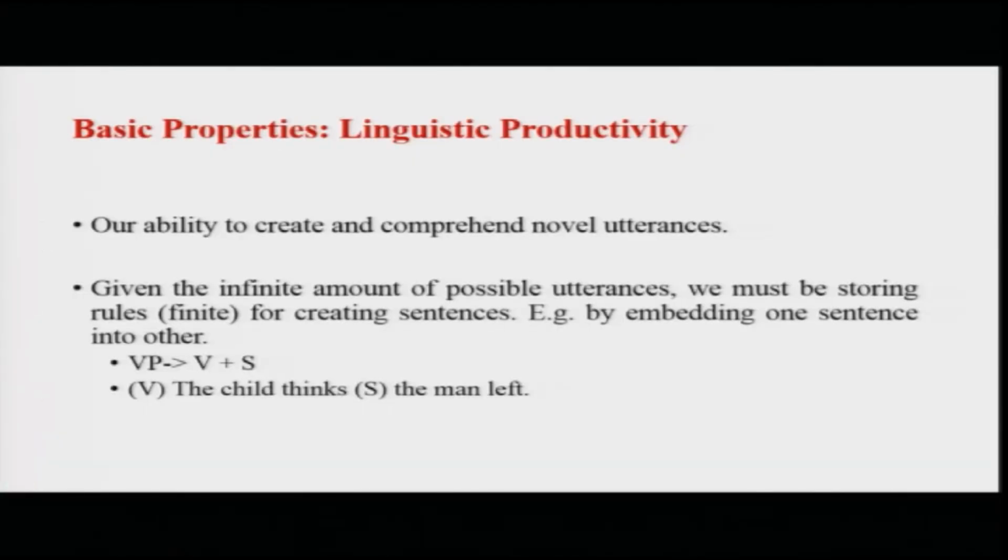So given this infinite amount of possible utterances, we probably must be storing these rules. We might be storing, okay, if this comes across, this is the way I understand it. So let us say your understanding of the verb phrase is verb plus subject. The child thinks, which is the verb phrase, the man left. That is another sentence, and then you can divide it into "the man" and "left" as the verb phrase. One has to wonder what it is that allows us to create so many novel utterances, and what helps us understand things that we haven't ever come across. That is typically the property of linguistic productivity.